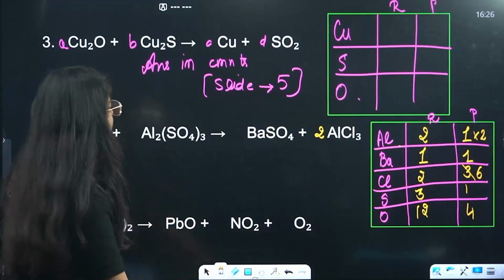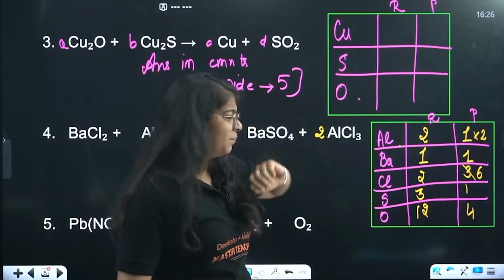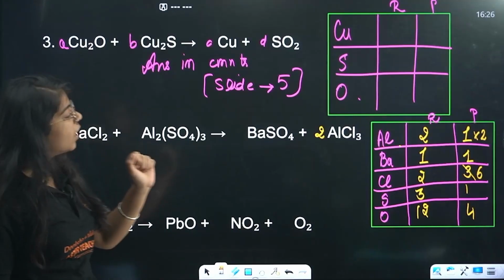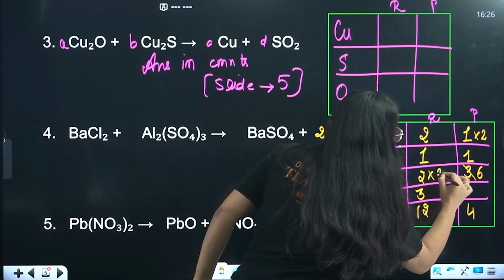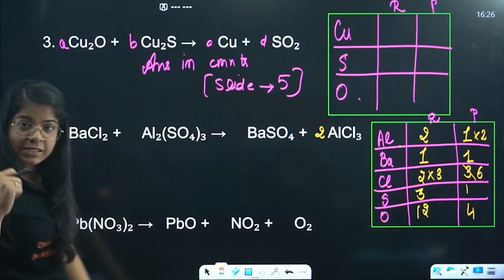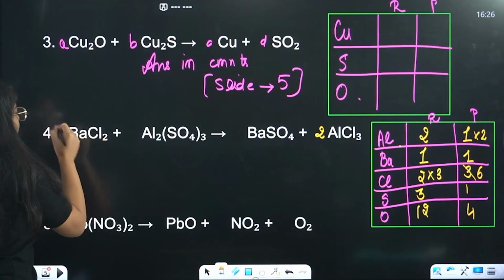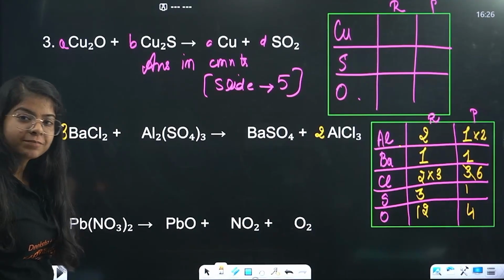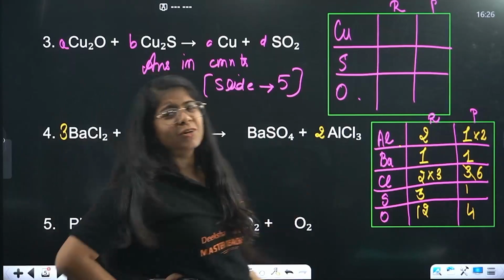Now barium's turn. Barium is balanced, so we don't need to do anything. Then quickly move to chlorine. Chlorine is 2 here and 6 there. If I multiply 2 with 3, I get 6, right? So I multiplied and now it's sorted. Is it sorted? No, because you unbalanced barium.